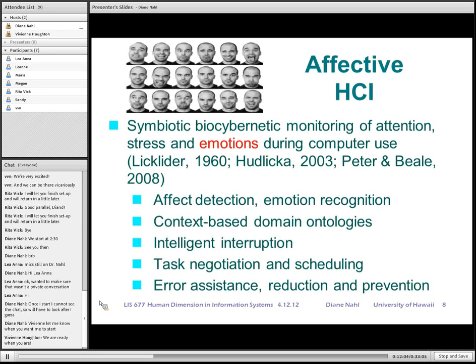And then in 2008, the Lecture Notes in Computer Science, which is a huge journal in computer science. It doesn't sound like much, but it's huge. And we have it at our library in an electronic version. But Peter and Beal published this special topic issue in 2008 on affective HCI, and there's lots of interesting articles in there. They focus on affect detection, emotion recognition, and these other kinds of things.